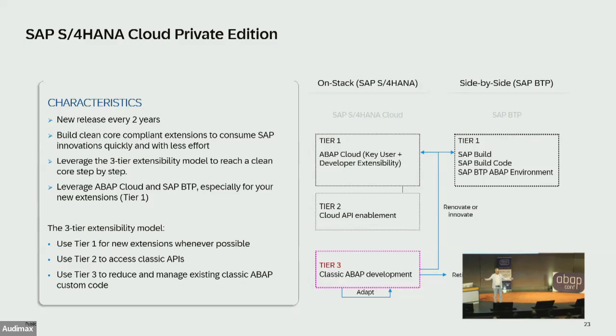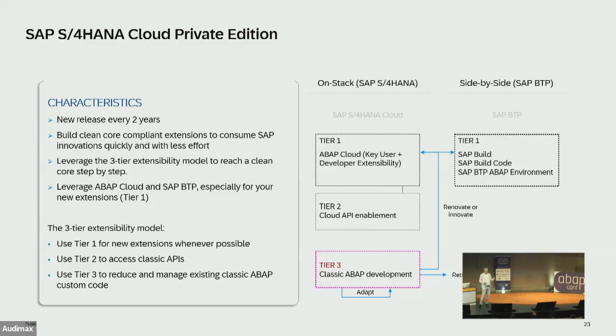That ensures that you can use that throughout the system, and you're not limited if one of those APIs are missing. And last but not least, tier number 3, that contains your legacy custom code. Here you have the classic ABAP more or less inside. And here the idea is, of course, to reduce it and manage it.